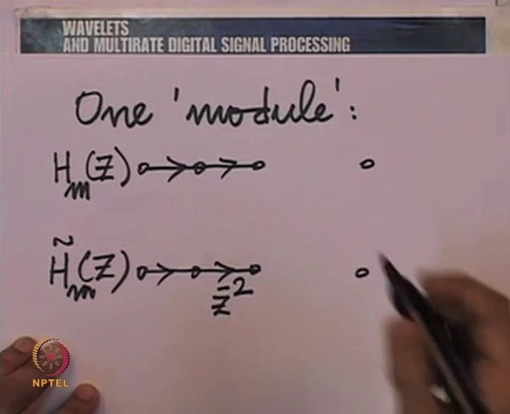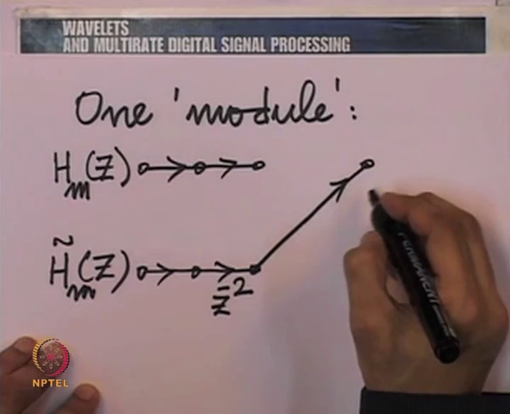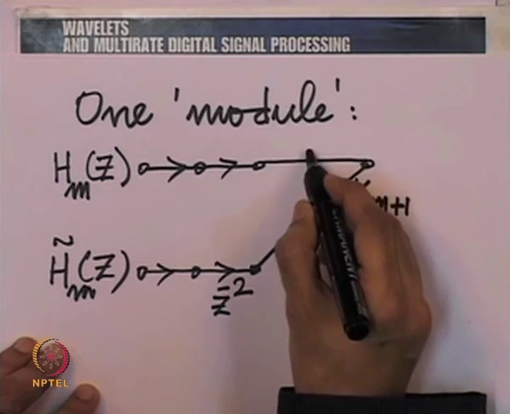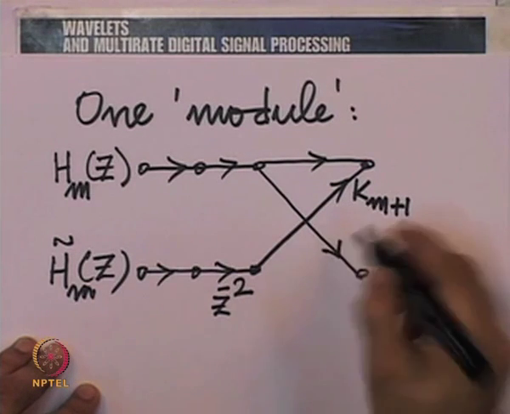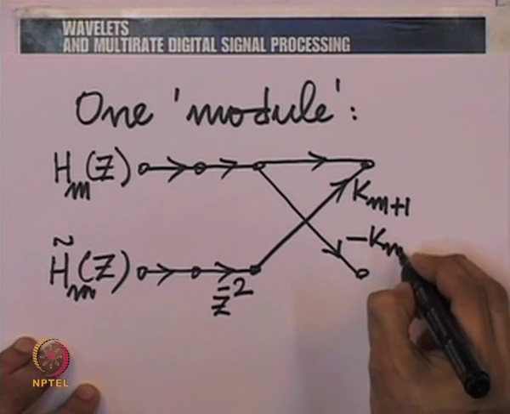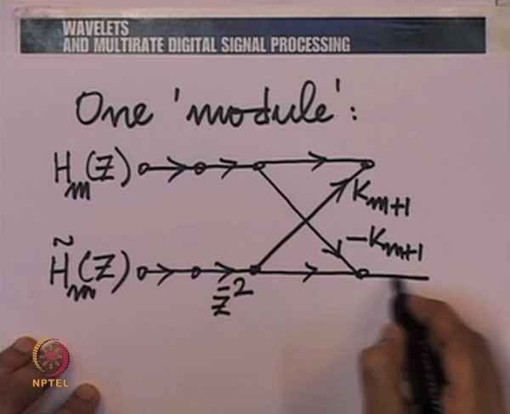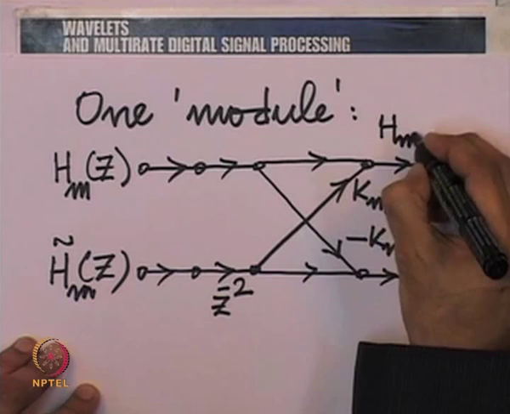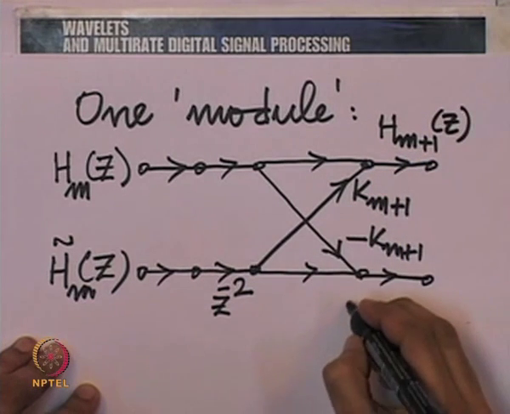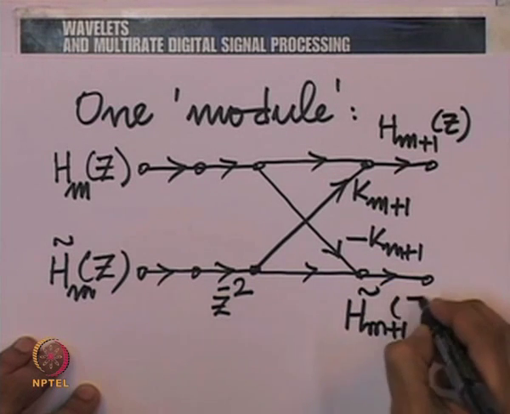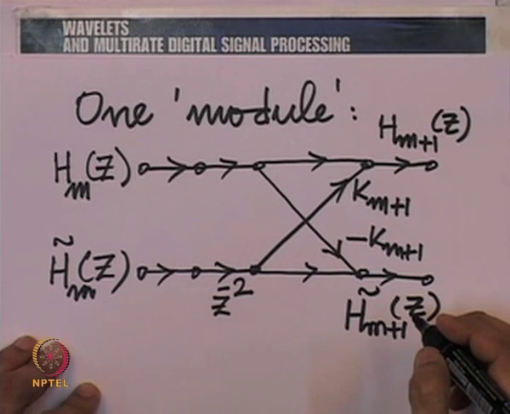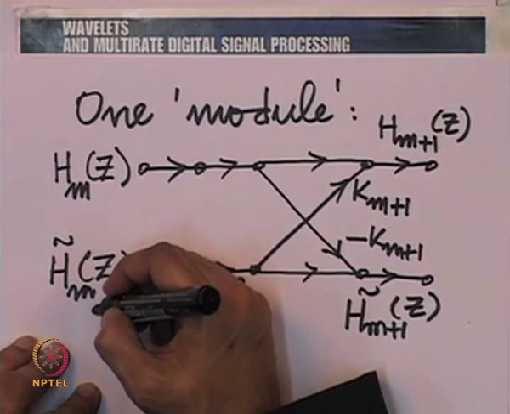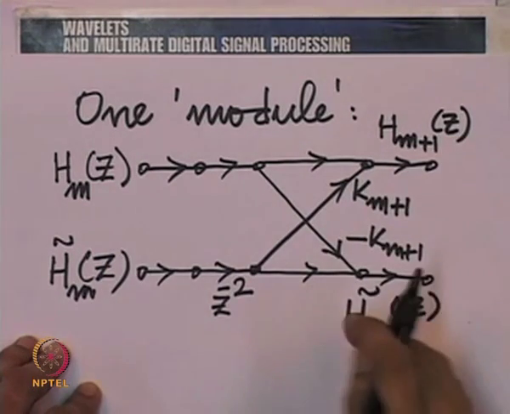Following that, we have the (m+1)th lattice coefficient as it were, which we called k_{m+1} here, and the negative of the same coefficient here, minus k_{m+1}. And this brought us to the next system function, which we called H_{m+1}(z) and H_{m+1} tilde(z). Where we noted that the conjugate quadrature relation between H_m and H_m tilde is preserved in H_{m+1} and H_{m+1} tilde.